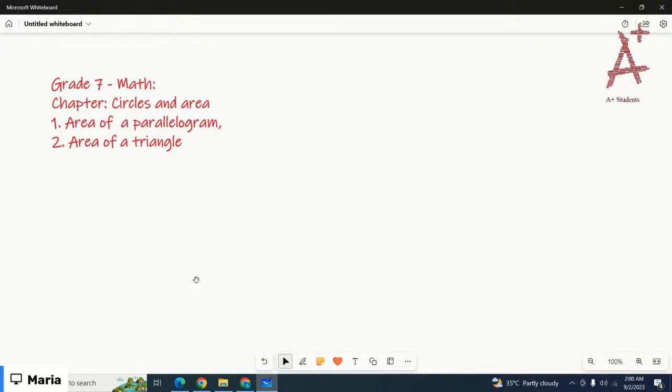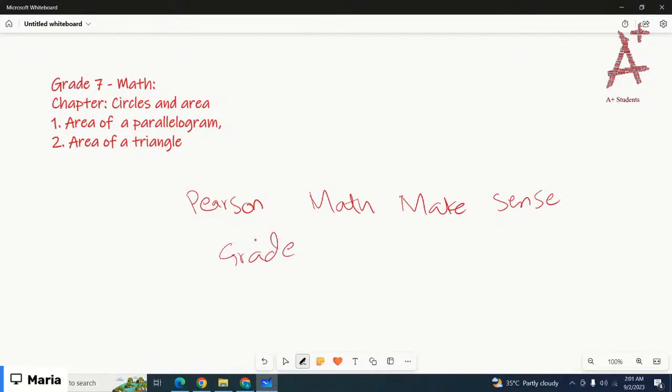We are here for grade 7 math. So we're working on the book Pearson Math Makes Sense, grade 7. We're working on chapter 4, that is circles and area, and the lessons we're going to cover from the chapter are area of a parallelogram and area of a triangle. So let's just start with the lesson.